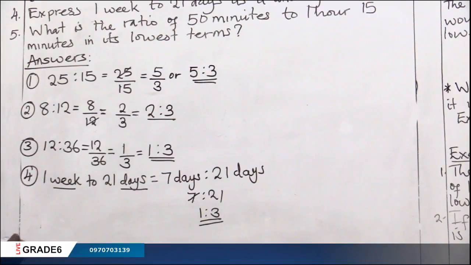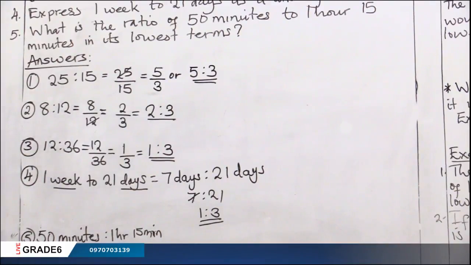Let's find the answer for question 5. What is the ratio of 50 minutes to 1 hour 15 minutes in its lowest terms? So, boys and girls, we have got 50 minutes to 1 hour 15 minutes.